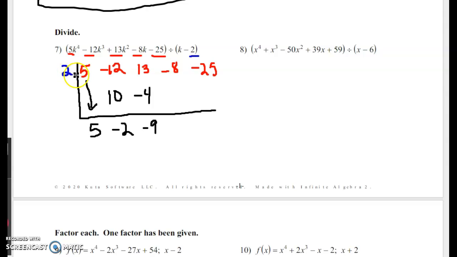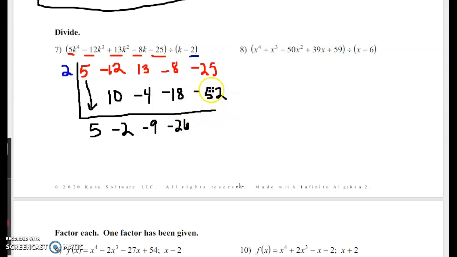And then I multiply 2 times negative 9 is negative 18. And then I add and I get negative 26. And then 2 times negative 26 is negative 52. Let's see if I made a mistake here somewhere. 5. 13 minus 4 is 9. Oops, this is where I made a mistake. Let me rewind. This happens.